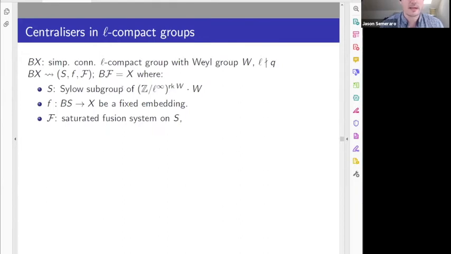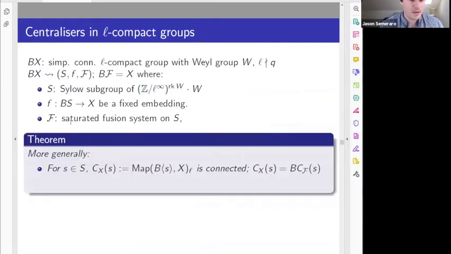So we start now with a simply connected L-compact group with Weyl group W, and observe that to BX one can actually associate an infinite fusion system F, whose classifying space is X, in the following manner. You can firstly construct a Sylow subgroup of BX, which is given in terms of this infinite discrete p-toral group raised to the power of the rank of W, extended by W. So you can form this big infinite group and look at its Sylow subgroup, and that will give you the S, and actually build a fusion system on it whose classifying space is X. And what's this F? Well, F is just some embedding of the classifying space of S into X.